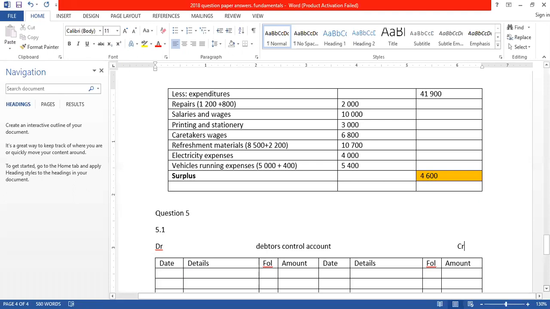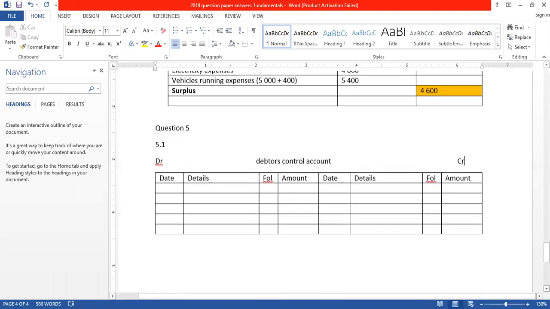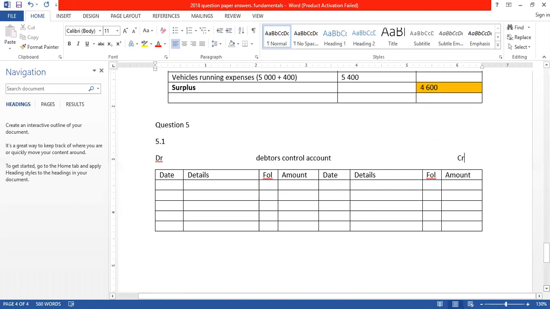Now, debtors are assets. Debtors are people that buy on credit from your business. So these are your current assets, and therefore current assets increase on the debit side and decrease on the credit side, meaning that whatever transaction increases your debtors, including the balance brought down, will be recorded on the debit side.